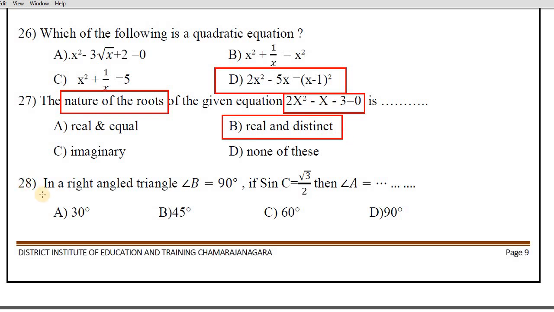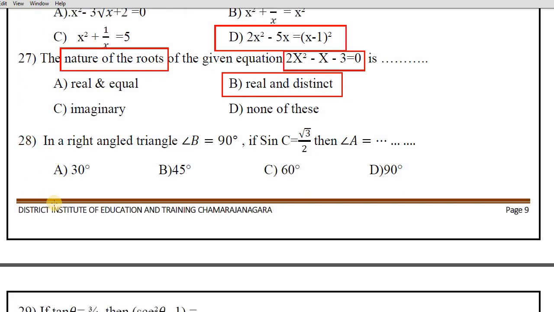So next let us see the 28th question, children. In a right angle triangle, B equals to 90 degree, which means you want to draw one right angle triangle. In that, angle B will be equal to 90 degree. If sin C is equal to root 3 by 2, what is the measure of angle A, children? So C you want to take as the reference angle. Root 3 by 2 means perpendicular, that is, opposite side by hypotenuse.